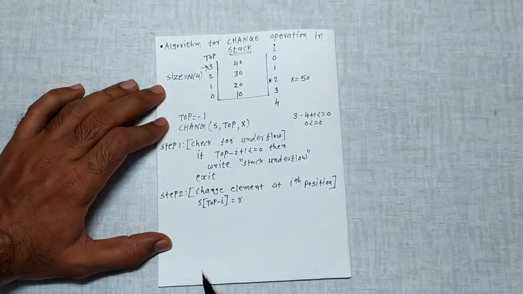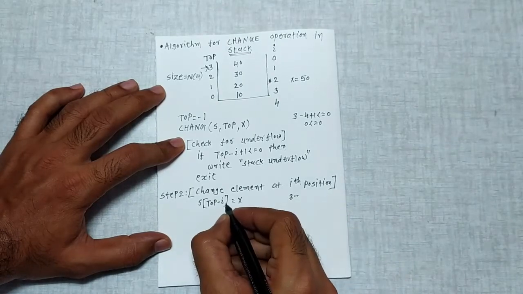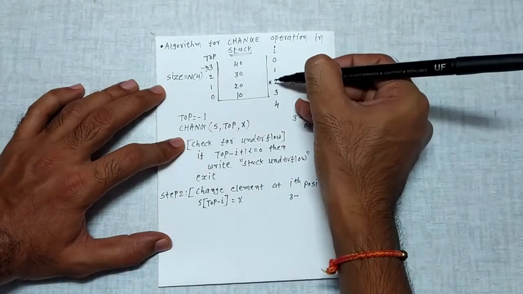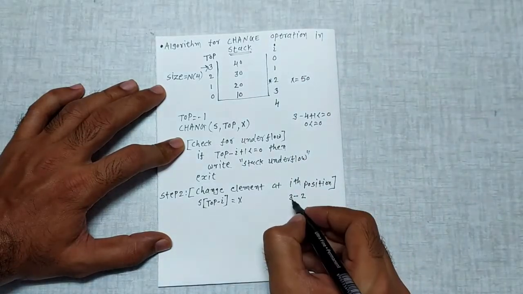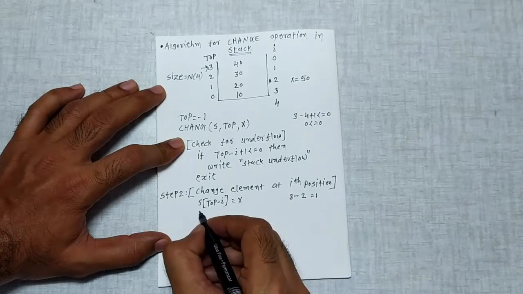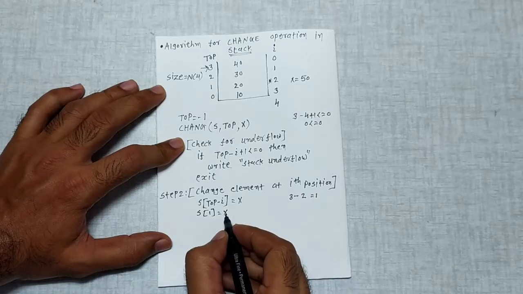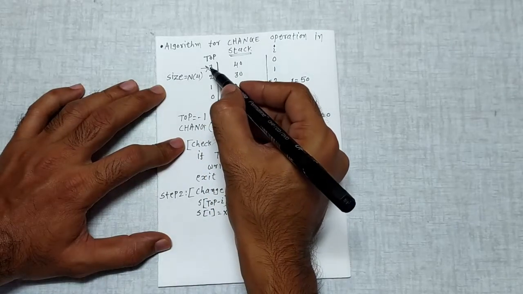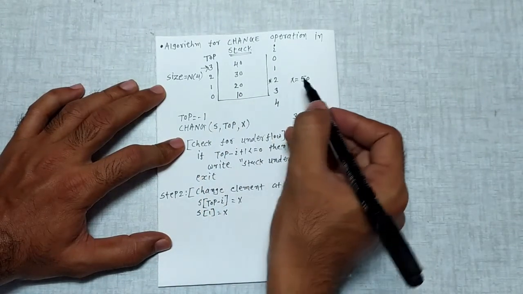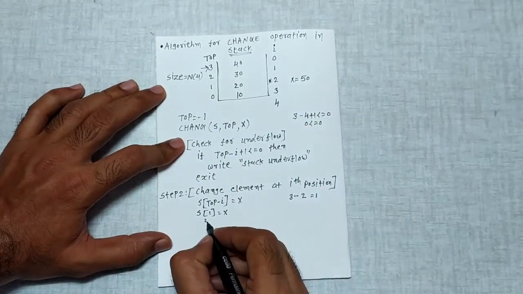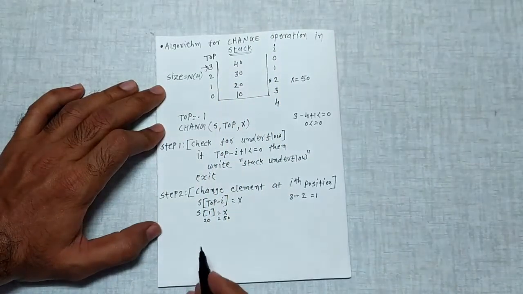How will this work? Top is pointing at present to 3, so top is 3 minus the value of i, and the value of i will be 0, 1 and 2. So 20 is the ith element from the top, that is 2. So 3 minus 2 is equal to 1. So 50 will be inserted at this position, whose index value is 1. So S of 1, the 20, indicates where it will enter the new value. So this is 20 and the value x is 50. So this value will be changed in the stack.